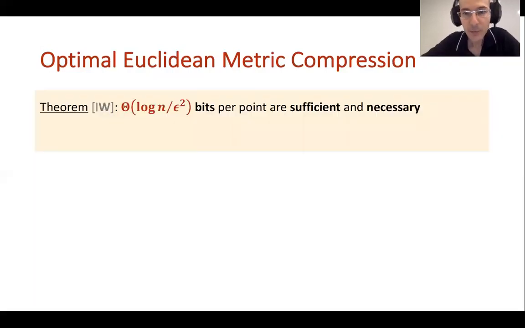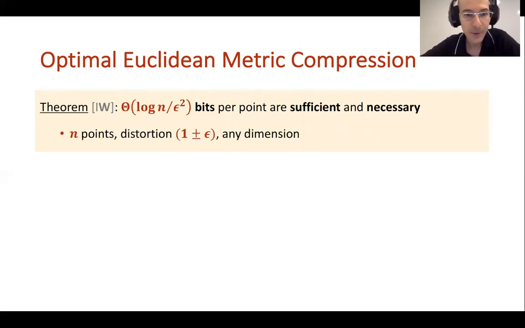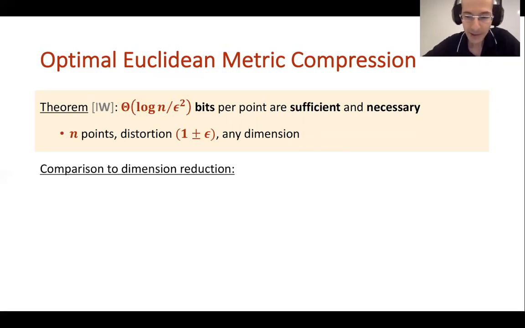So the optimal compression size for Euclidean metrics is log n over epsilon squared bits per point. This is both sufficient and necessary, where again, n is the number of points, and the 1 plus minus epsilon is the approximation of each distance. And let's compare this again to dimension reduction.